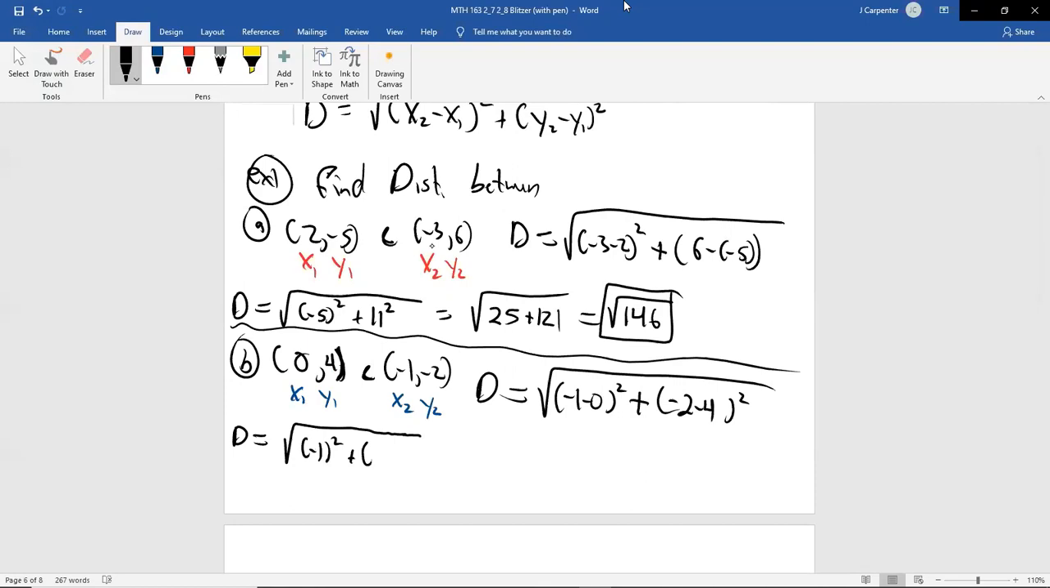Negative 1 minus 0 is negative 1, so that's negative 1 squared, plus negative 2 minus 4 is negative 6. That's negative 6 squared, which is the square root of 1 plus 36, which is the square root of 37, which again, in the interest of time, I'll just tell you, cannot be simplified. 37 is prime, in fact, so definitely can't simplify it.